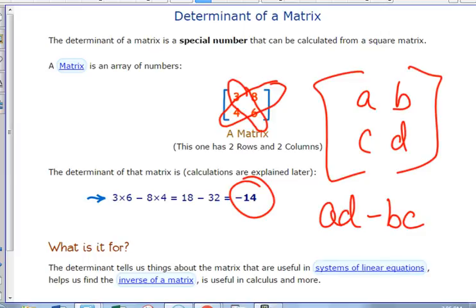This number, the determinant, tells us things about the matrix that are useful in solving systems. It helps us find the inverse, which you're going to need in just a minute. Okay? The inverse undoes something. It becomes very important next week. Just humor me.